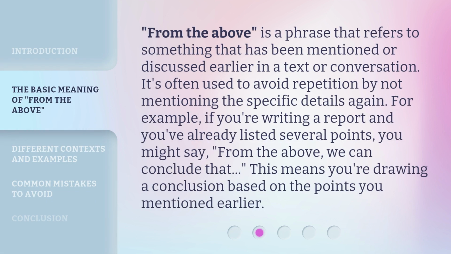"From the above" is a phrase that refers to something that has been mentioned or discussed earlier in a text or conversation. It's often used to avoid repetition by not mentioning the specific details again. For example, if you're writing a report and you've already listed several points, you might say, "From the above, we can conclude that." This means you're drawing a conclusion based on the points you mentioned earlier.